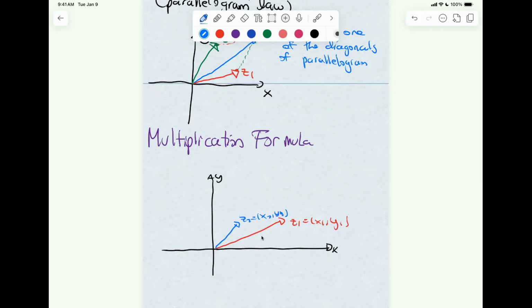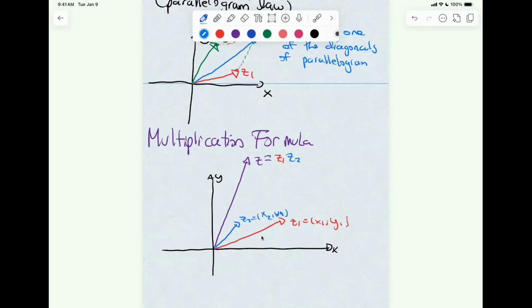So I'm going to tell you there's a way to multiply these two numbers, these two complex numbers, or another way of saying it is that there's a way to multiply these two points. I'll call that Z1 times Z2, because I want to think of it literally as a multiplication. So this is meant to be a new point.